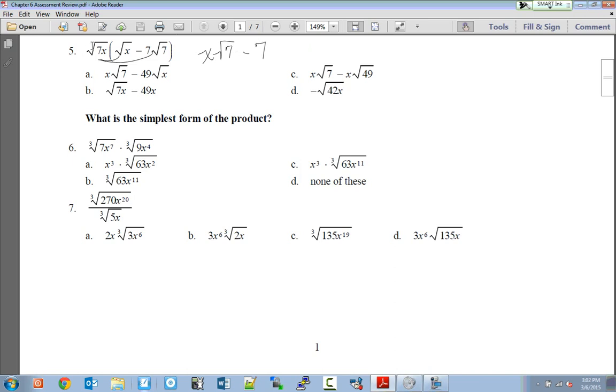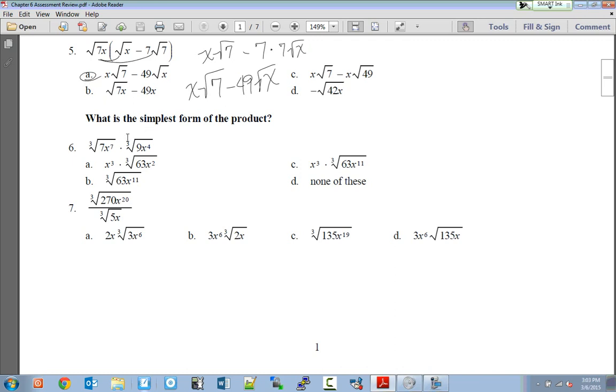Minus 7, and then the square root of 7x times the square root of 7 is actually 7 square root of x, because 7 times 7 is 49, and the square root of 49 is 7. Or you can just look at it as the square root of 7 times the square root of 7 is just 7. And since we have this 7 out front, we're going to have to multiply those two 7s together, which would then give us x times the square root of 7 minus 49 square root of x. So your answer is going to be A.